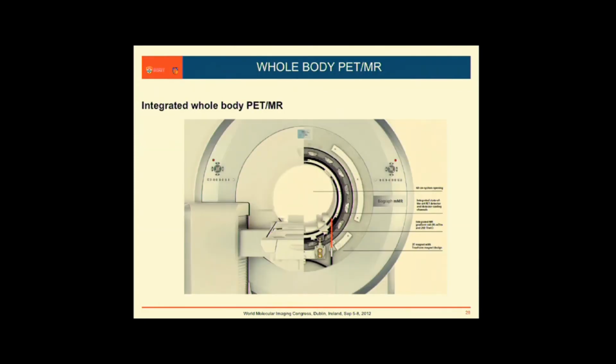And as Dennis showed, the first integrated whole-body PET-MR was recently released by Siemens. This has a patient opening of 60 centimetres, and APD-based PET detectors are built into the MRI gantry. Like the earlier brain PET, this system is capable of simultaneous PET-MR imaging, in this case whole-body imaging. However, it does not have time-of-flight capability.